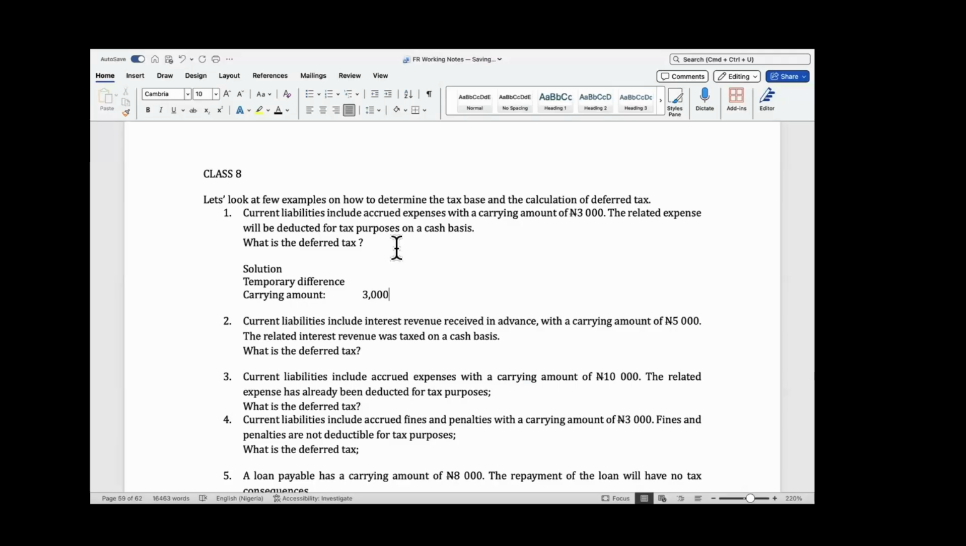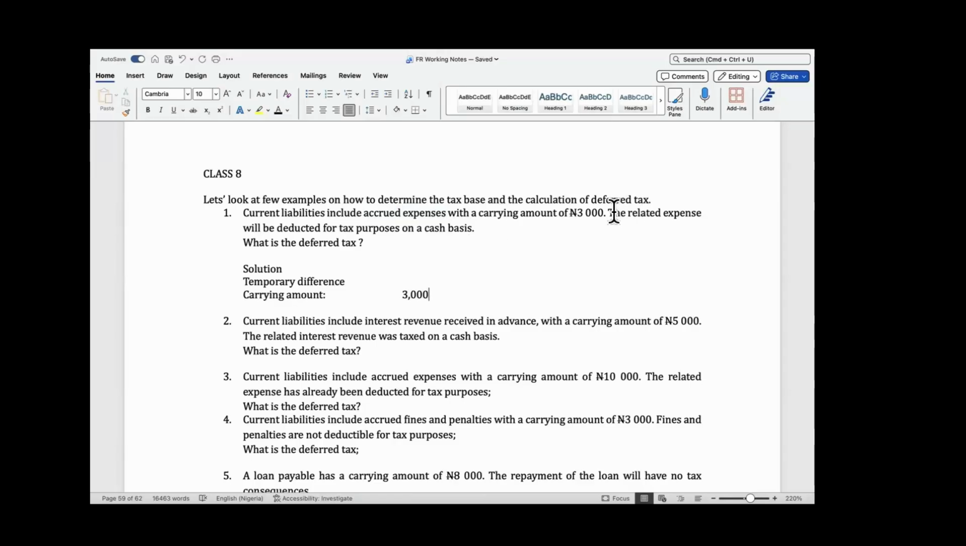But the reality is this: as far as IAS 12 is concerned, all the items in the books of the accountants, all the items in our accounting records, we refer to that as carrying amount, just to distinguish it from what the taxman will capture. Then we refer to that as tax base. So in this case, it's a liability. In our books, we have an accrued expense, an expense that we have incurred but we have not paid for. We have it at 3,000 in our books.